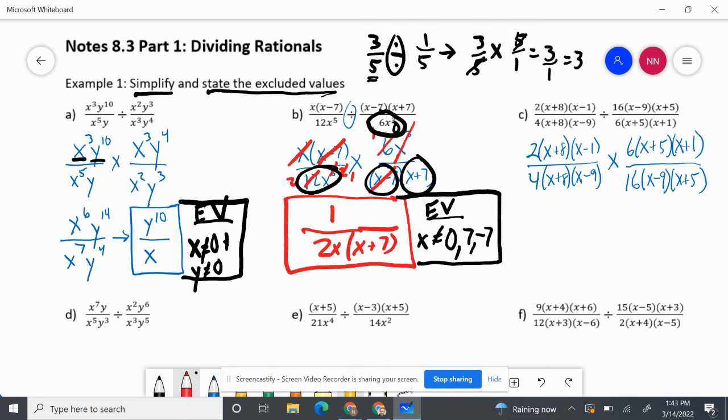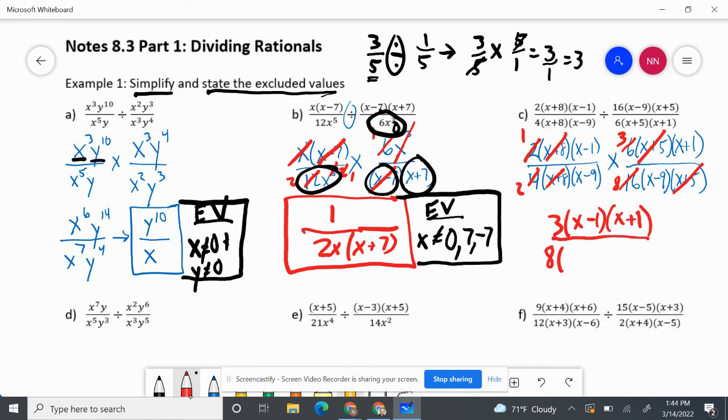Then what we're going to do is cancel. So 2/4 reduces to 1/2. X plus 8's cancel. X plus 5's cancel. 16 and 6 both have a 2 in common, so that becomes 3/8. And the minus 9's don't cancel. They're both in the denominator. So what we have is 3x minus 1. Then we have x plus 1.